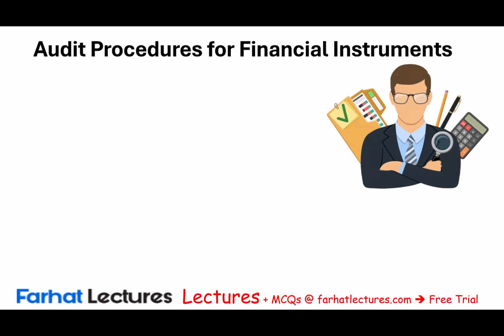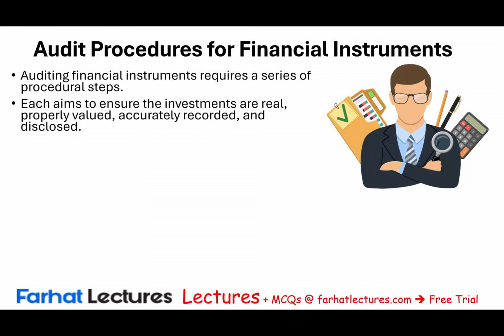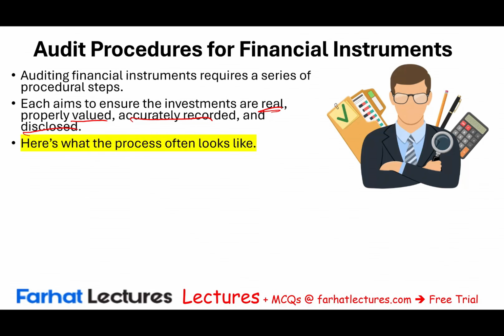Let's move into the audit procedures for financial statements. There are a series of procedure steps. And each of these steps is to make sure the investments are real. Well, that's important. We are dealing with assets. Existence is important. Properly valued, that's also important. Accurately recorded and disclosed. So those are basically the main objectives. And this is what the process would often look like.